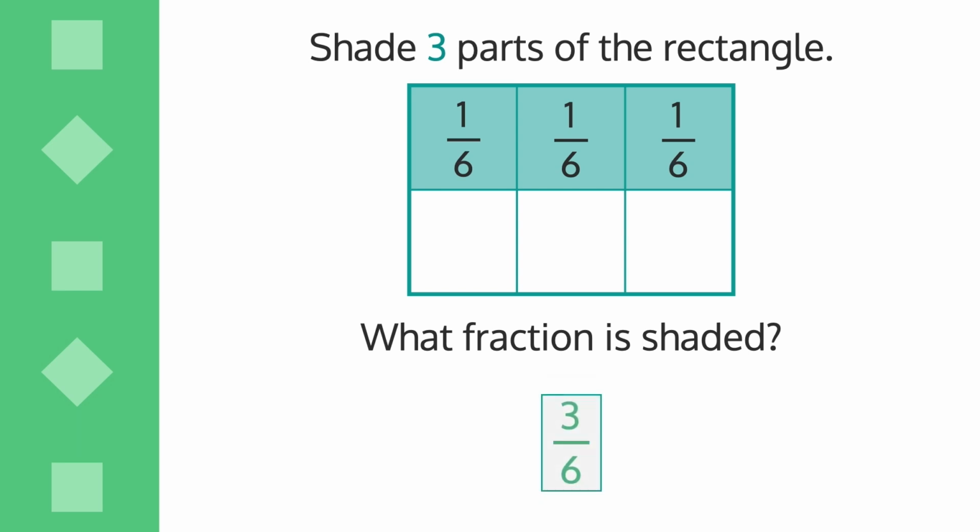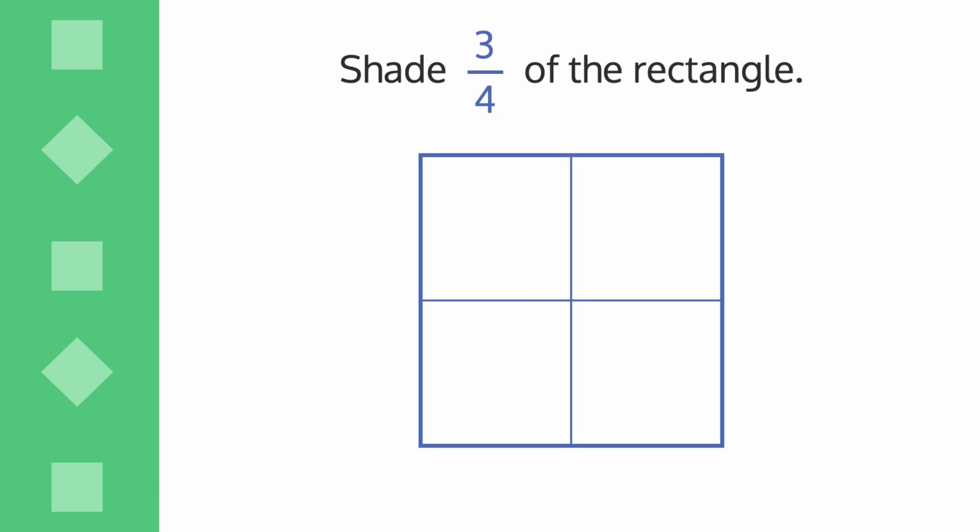Great, let's keep going. We need to shade 3/4 of the rectangle. First, how many equal parts does our rectangle have? Let's count. 1, 2, 3, 4, which means each part is 1/4 of the whole. To shade 3/4, we need to shade 3 of the fourths, like this. Now we've shaded 3/4 of the rectangle. Nice work! Let's look at one more.